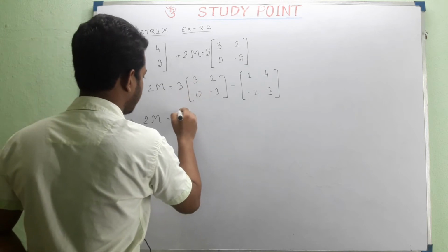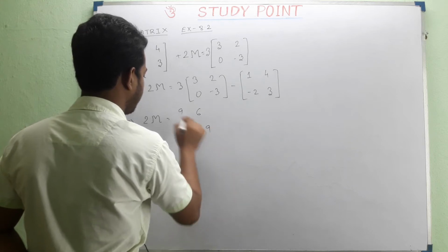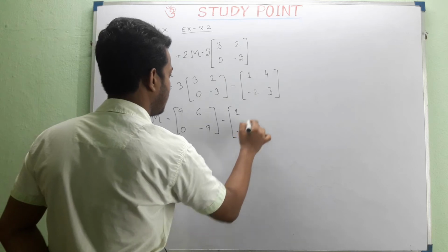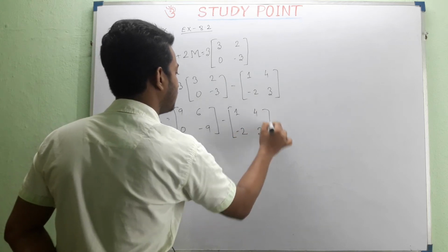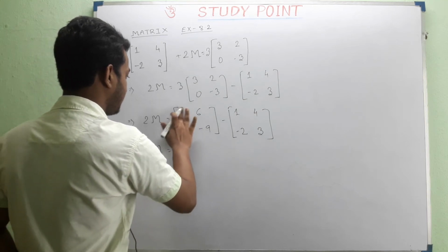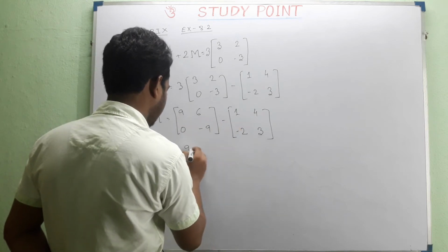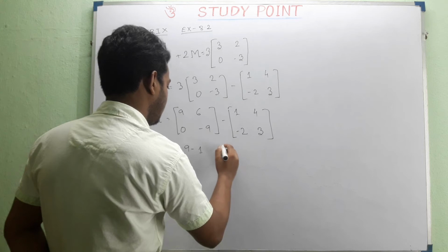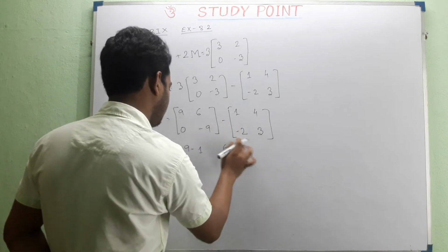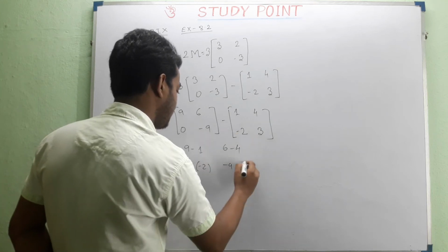Now multiply this one. 3 times 3 is 9. 3 times 2 is 6. 3 times 0 is 0. 3 times minus 3 is minus 9. And it is minus of 1, 2, 3. Now see, here it is 9 and here it is minus. So after subtraction it will be like that: 9 minus 1, 6 minus 4, 0 minus of minus 2, minus 9 minus 3.